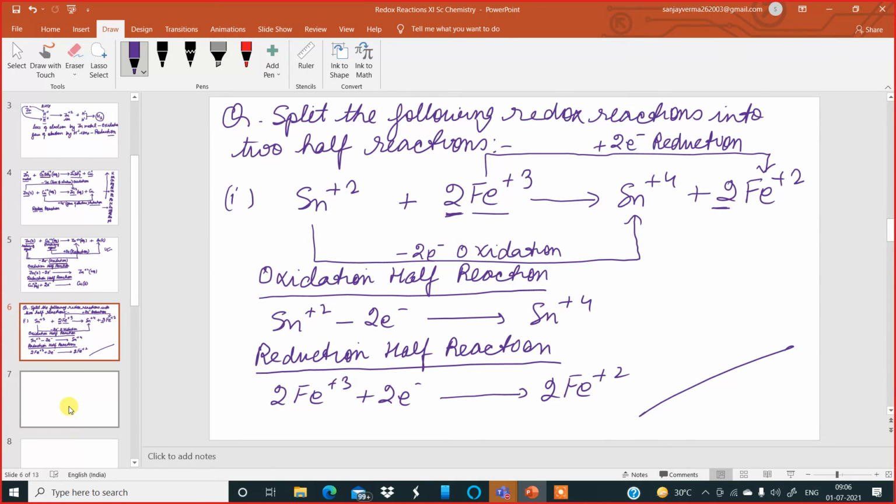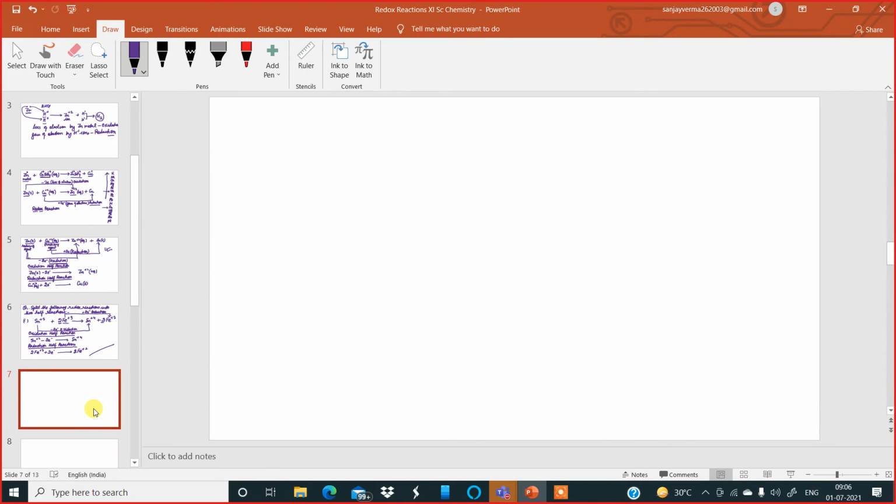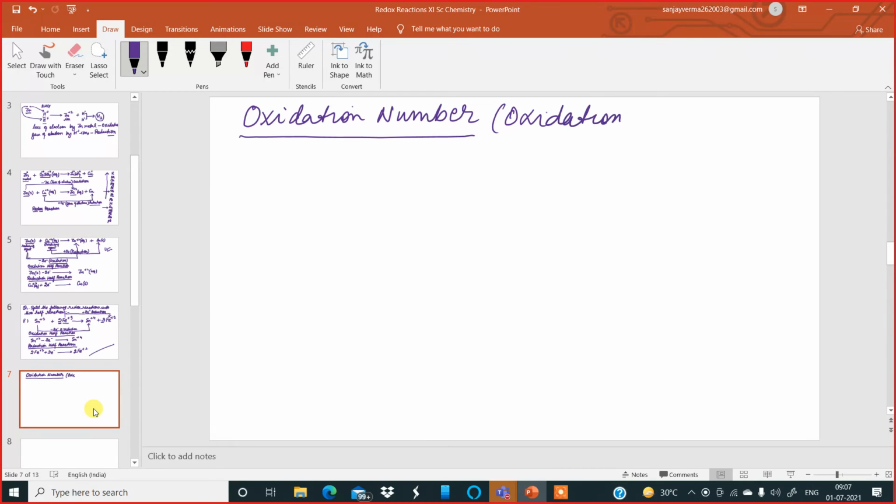Now, in class 11, there is a new term for you all, which is called oxidation number, or oxidation state. Okay. Now, this I will explain to you.